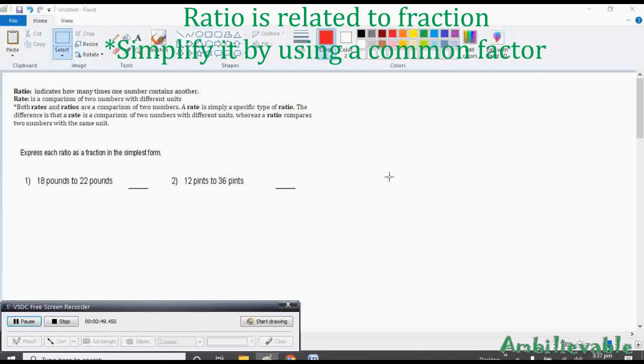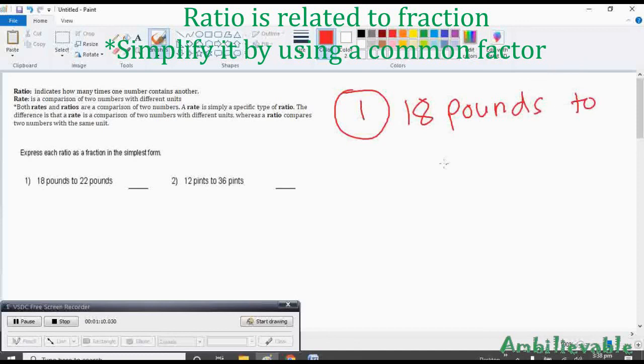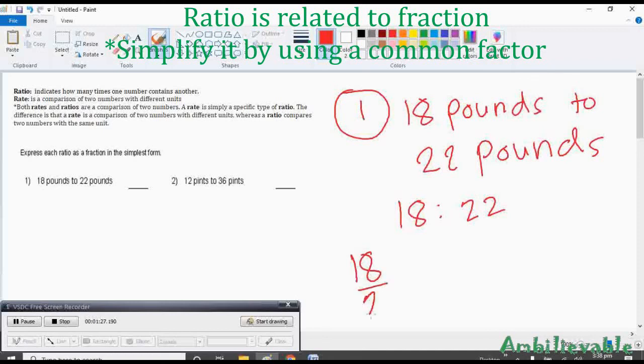Here's an example where I would like you to express a ratio as a fraction in the simplest form. Number one is 18 pounds to 22 pounds. If you are going to write this in ratio form, this is 18 is to 22, and the fraction form of this is 18 over 22. Now, how are you going to simplify this number? You have to find a common factor of 18 and 22.